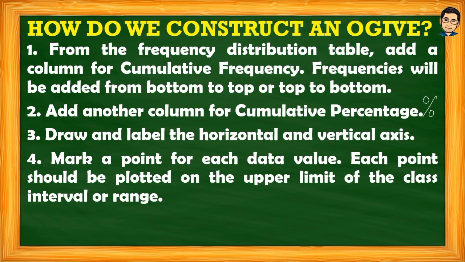Halimbawa, 11 to 20. So, ipa-plot po natin yung point dun sa 20, katapat nung 20. Okay, so yun kasi magsisilbing upper limit. So, yung 20. Yung 11 naman, ito yung tinatawag nating lower limit. Again, yung point, ipa-plot natin siya dun sa upper right. Okay, dun sa pinakadulo. So, halimbawa, kung magdodrawing ka ng rectangle dun sa histogram, yung upper right. Hindi yung sa gitna, hindi yung nasa upper left, dun sa pinakadulo.